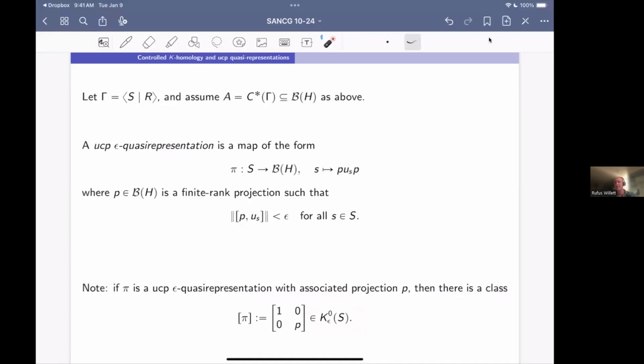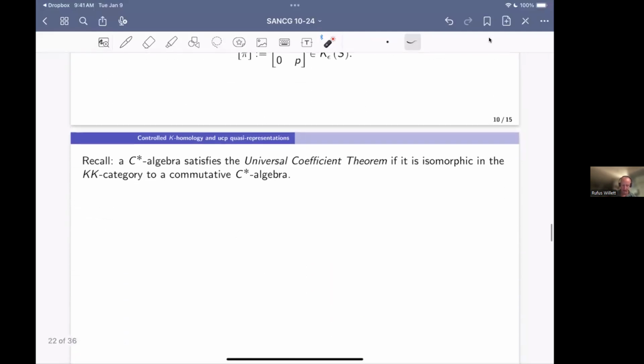I have about 10 minutes left, is that right? Yeah, okay, cool. So I'll sketch the proof, but I'll do it fast because I just want to state the main ideas, and it's kind of long.